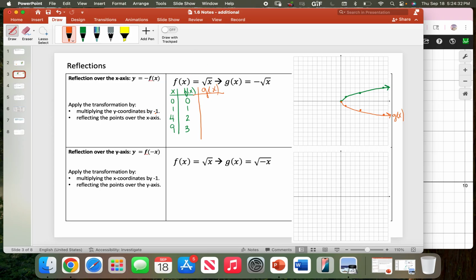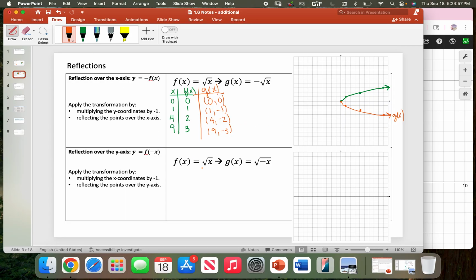If you want to see this on the t-chart, you can multiply your original y coordinates by -1. So 0, 0 again is going to stay the same. But in this case, we'll have 1, -1. Here we'll have 4, -2. And here we'll have 9, -3. And you'll see that this is our first reflected point. Here is our second. And then here is our third.